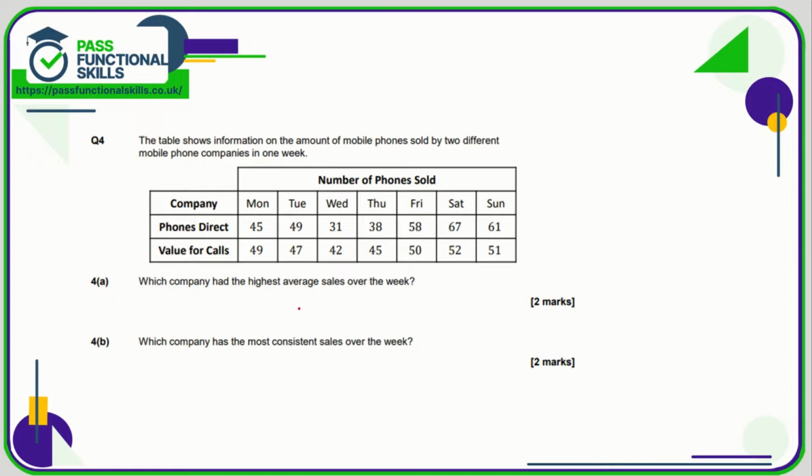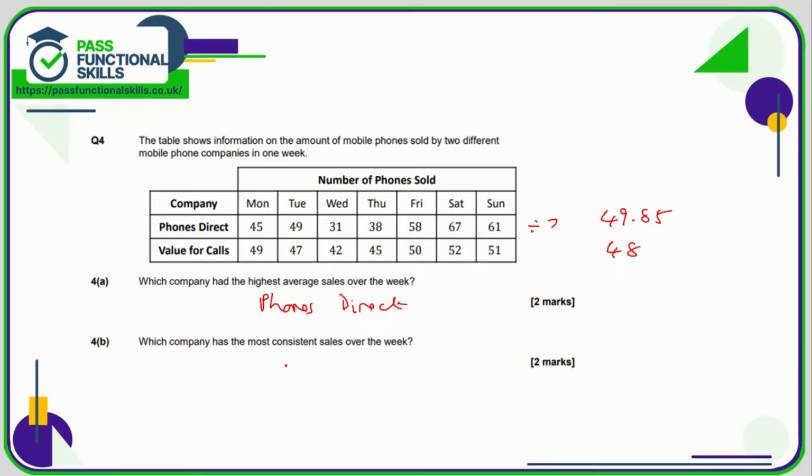Question number 4. Which company had the highest average sales over the week? So what we're going to do is add these rows and divide the total by 7. And for phones direct, we get 49.85. And for value for calls, we get 48. So the highest average sales is phones direct.